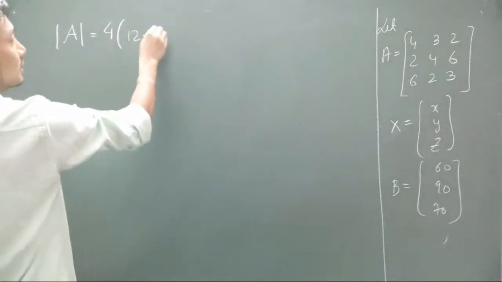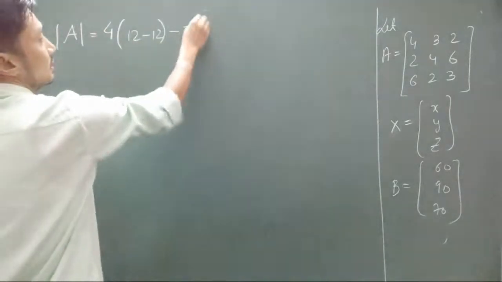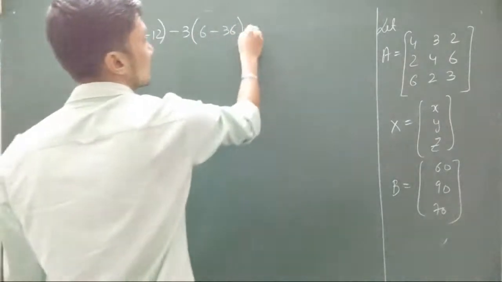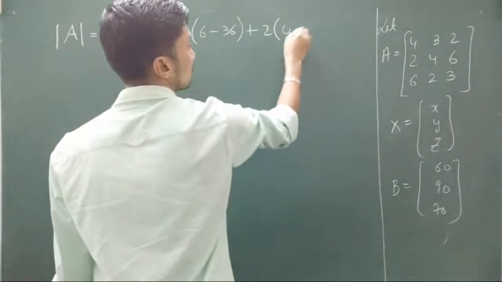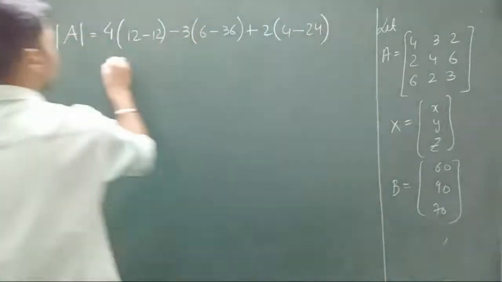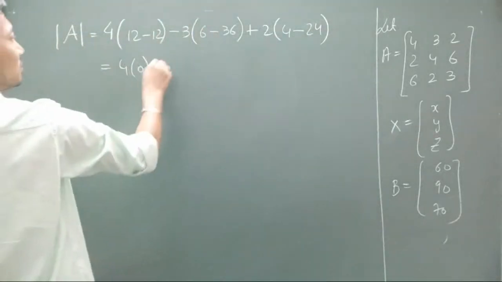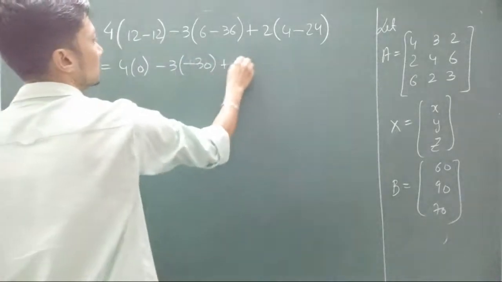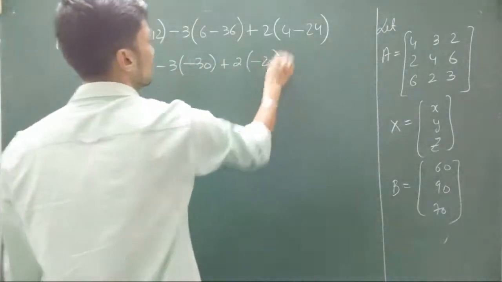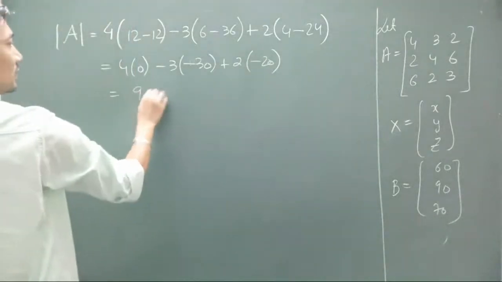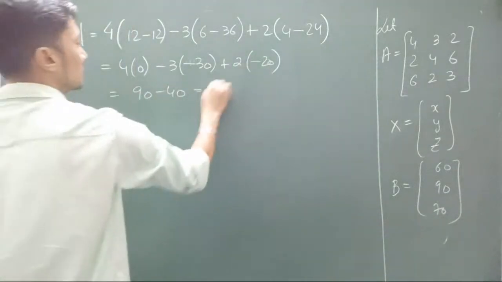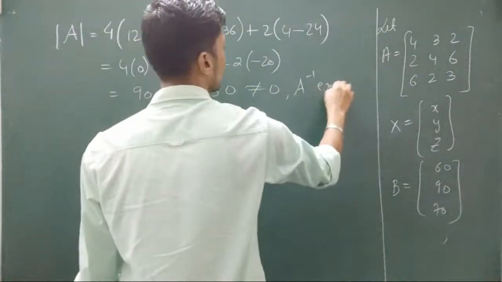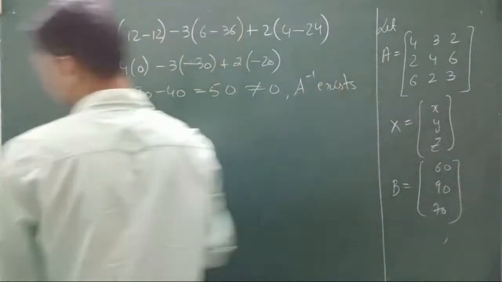4 3s are 12 minus 6 2s are 12 minus 3 into 2 3s are 6 minus 6 6s are 36 plus 2 into 2 2s are 4 minus 6 4s are 24. So that's 4 into 0 minus 3 into minus 30 plus 2 into minus 20. So that's 90 minus 40, so that's 15, which is not equal to 0. So A inverse shall exist.